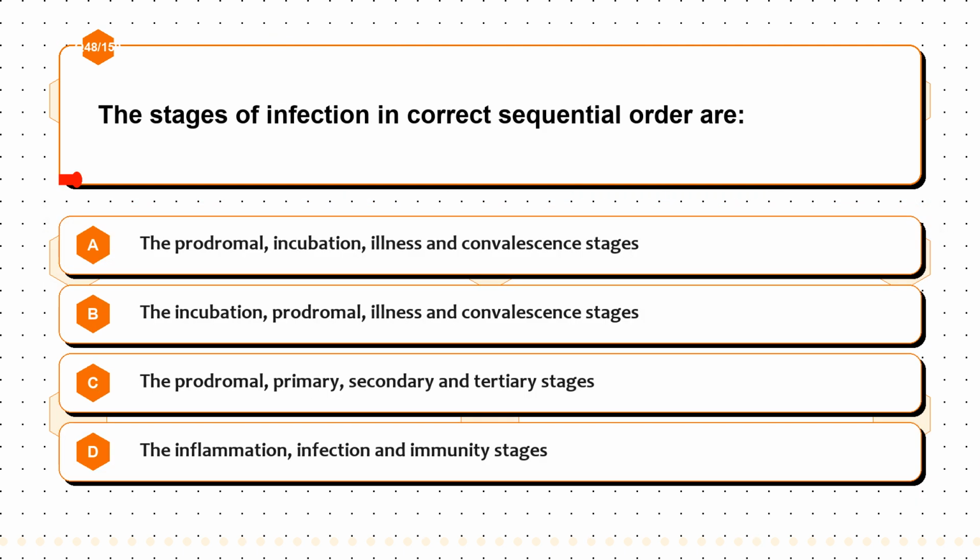Question 48. The stages of infection in correct sequential order are, here are the options. Option A. The prodromal, incubation, illness and convalescence stages. Option B. The incubation, prodromal, illness and convalescence stages. Option C. The prodromal, primary, secondary and tertiary stages. Option D. The inflammation, infection and immunity stages.